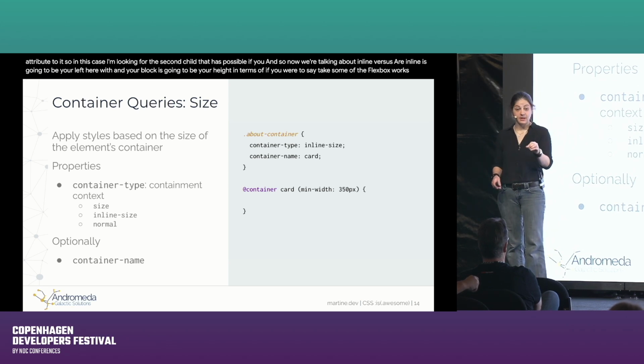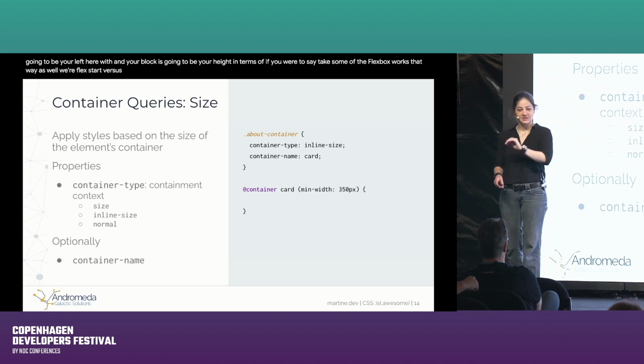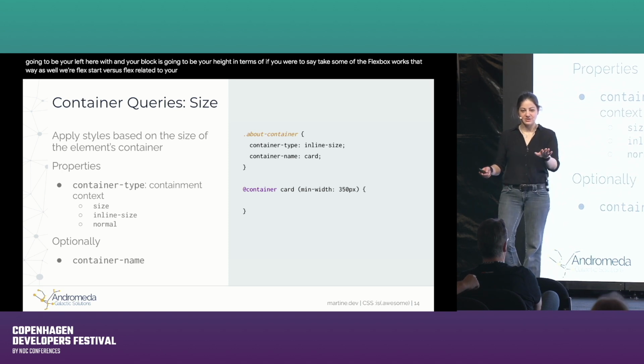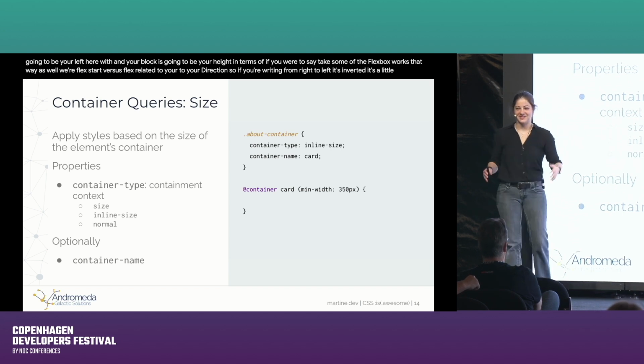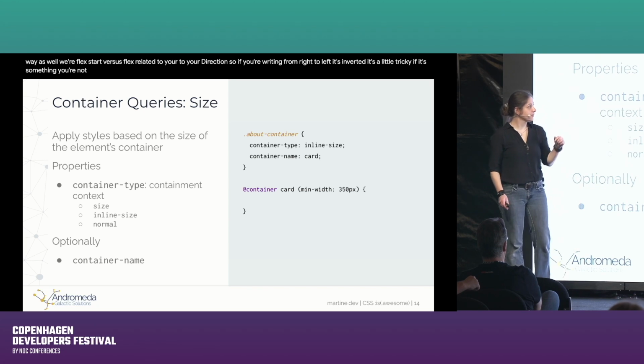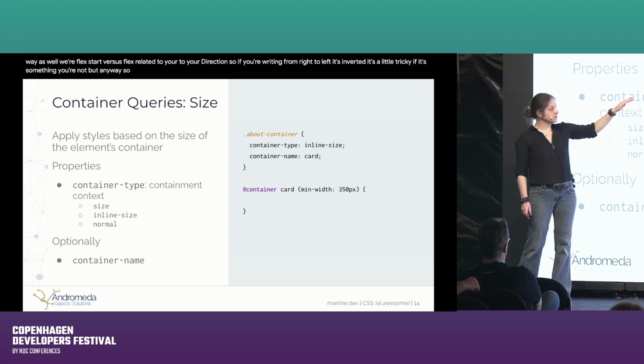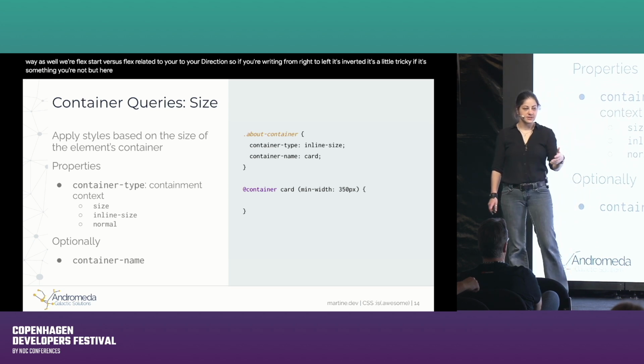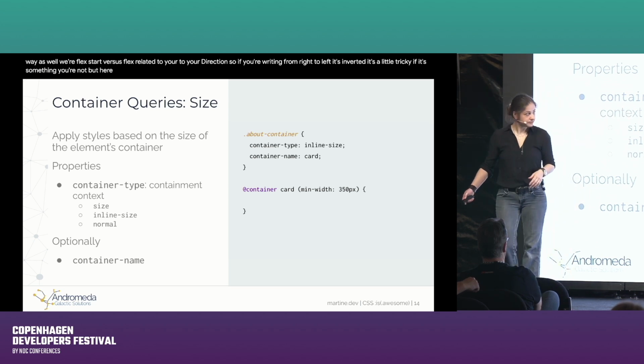Flexbox works that way as well, where flex start versus flex end is all related to your direction. So if you're writing from right to left, it's inverted. It gets a little trippy if it's a paradigm you're not used to. But anyhow, your container type can be inline-size or size. Inline-size is going to be your horizontal, and size is going to be both ways.